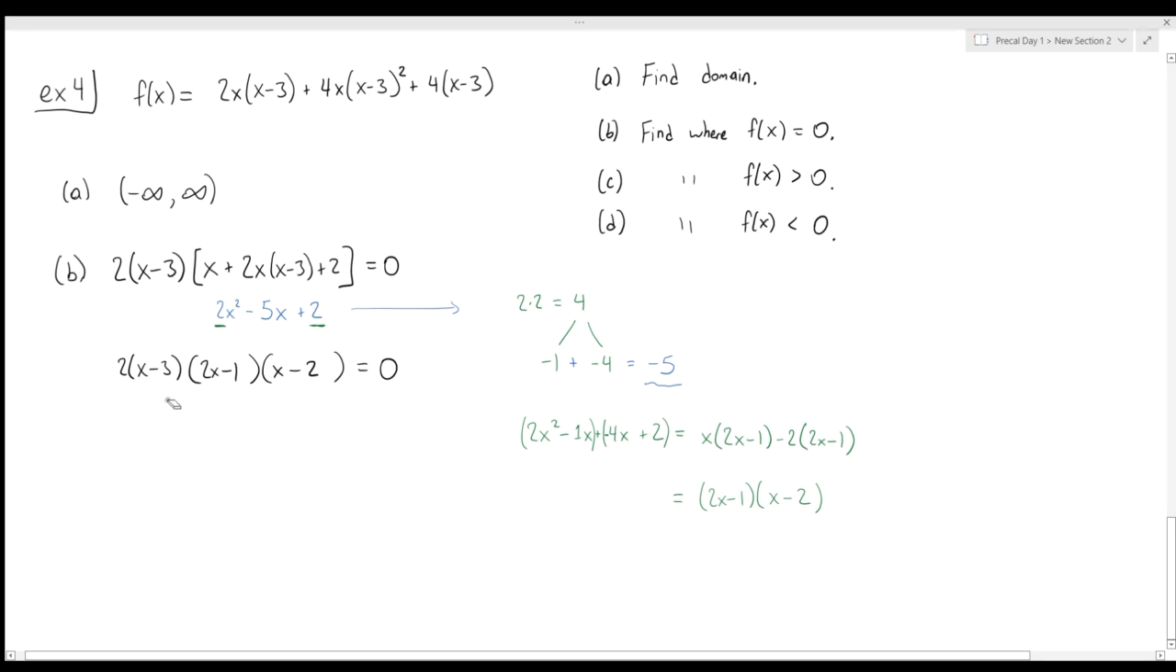And now that we have the polynomial fully factored like this, we can then see the solutions: x equals 3, x equals 2 from that one, and then this one will give you x equals 1/2. And just in case you don't see that right away, if you set this equal to 0 and solve for x, add 1, divide by 2. So that's how we get x equals 1/2 for the third value.